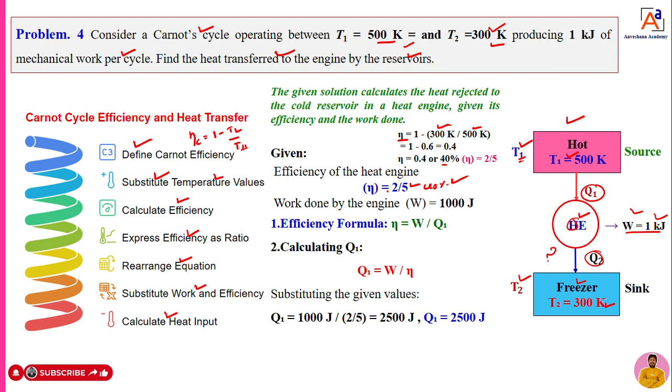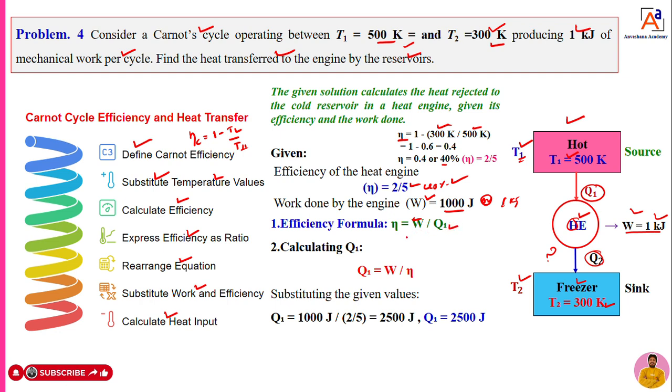Now with the help of this efficiency I can easily calculate the work done. But the work done he has already given in the problem itself. Now work done is equal to how much? That is capital W is equal to 1000 joules, or 1 kilojoule, that he has given, but I have written it in terms of joules. Okay, fine. Now once you know the work done, then you can calculate the heat supplied.